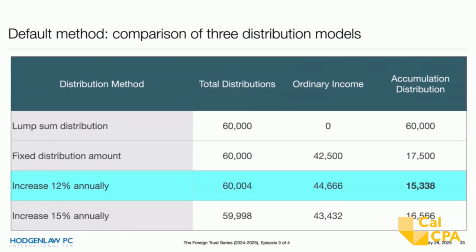Summary of all these numbers, the accumulation distribution, and remember the accumulation distribution is the taxable income, on which the tax rate is going to be higher. This is not the tax liability itself.